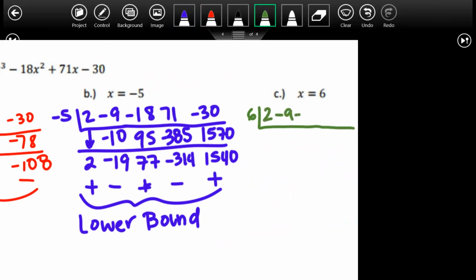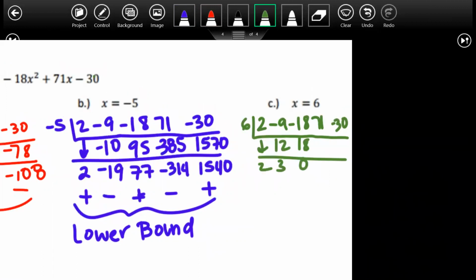-2, 9, -18, 71, and 30. The first one's going to give me 12. 12 here gives me 3. This one gives me 18, 0. We could consider it as a positive, right? It's non-negative. That one has to be an upper bound, because that's all it's going to be.